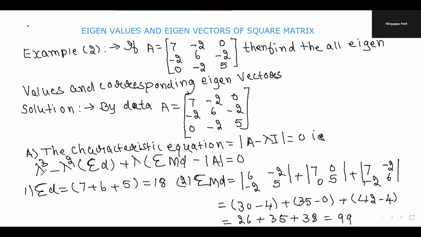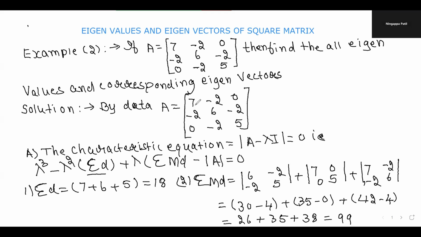Shortcut method is given by lambda cube minus lambda square sum of D, means sum of diagonal elements, plus lambda sum of MD, means minors of diagonal elements, minus determinant of A equal to 0. Then you have to find out this summation of D, means diagonal elements sum.